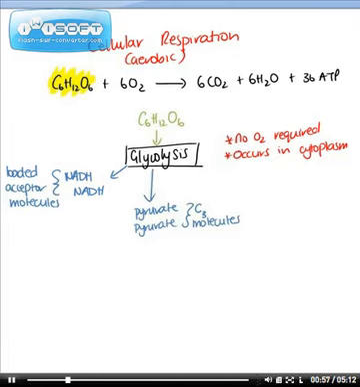As glucose is broken down, it also releases 2 ATP molecules. Glycolysis is the first stage of cellular respiration. Hopefully you can see that the green represents the inputs and the blue represents the outputs.